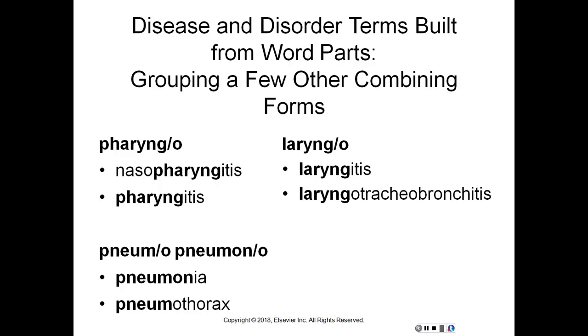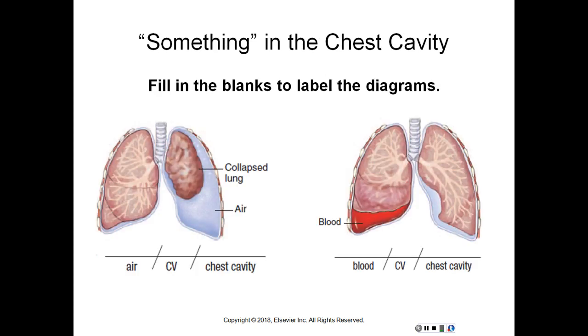So now they're just grouping a few combining forms together to form other words. Again, we have the combining form pharyngo, so we can create the medical term nasopharyngitis or pharyngitis. We have the combining form laryngo. Again, you can create laryngitis or laryngotracheobronchitis. And then you have pneumo or pneumono, so you have pneumonia or pneumothorax. So here they're giving us the definition and we're creating the medical term.